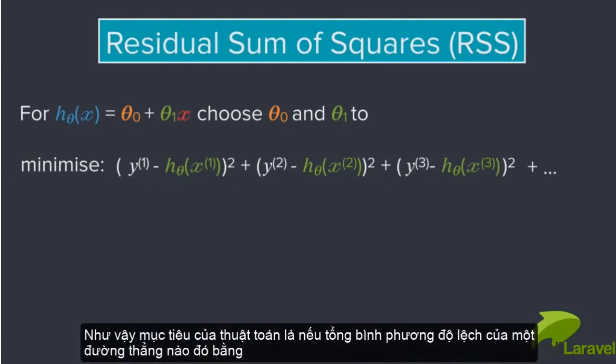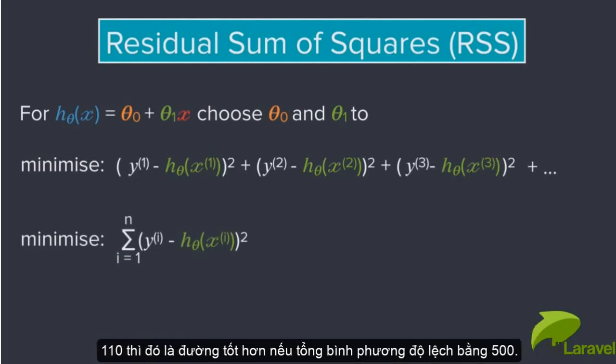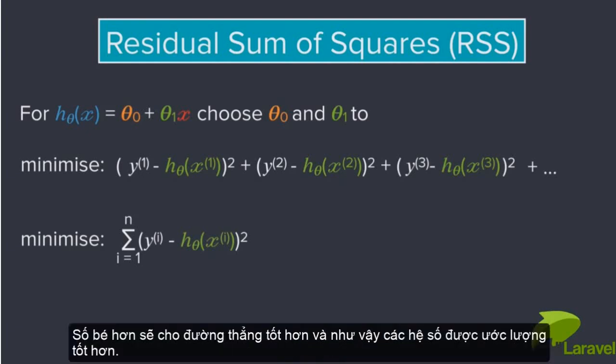So we've given our algorithm a goal. If the residual sum of squares for one particular line is equal to 100, then that's a better line than if the residual sum of squares for a line is equal to 500, right? The lower the number, the better our line and the better our estimates for these coefficients.